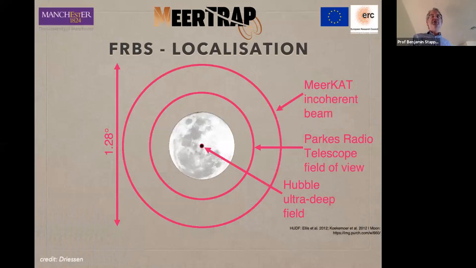Now, why is this localization very important? This is the last point I want to touch on. You want to be able to locate very accurately where these bursts are. To give you an idea of this, this graphic shows you the size of the MeerKAT beam as seen by one of the small 14-meter telescopes. You can also see, for example, the Parkes radio telescope. For contrast, the full moon is shown here. And in the center, we show the Hubble Ultra Deep Field, one of the deepest optical images ever taken of the sky. Let's zoom in on that Hubble Ultra Deep Field.